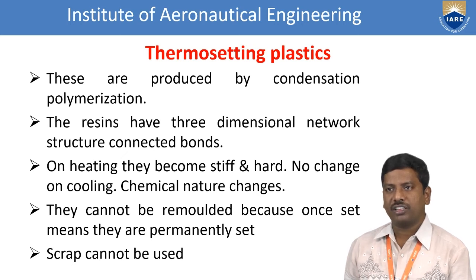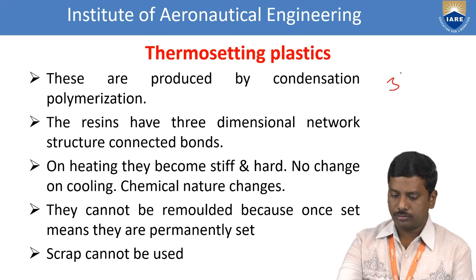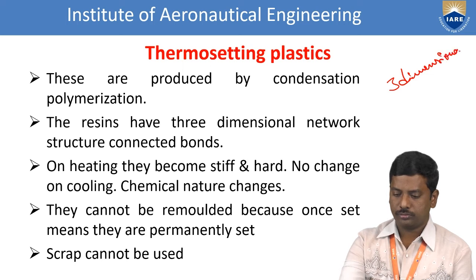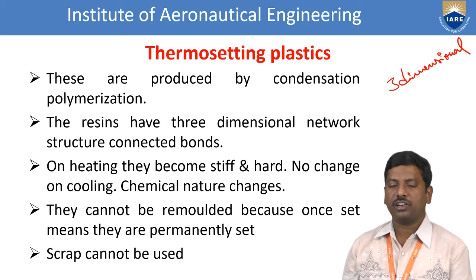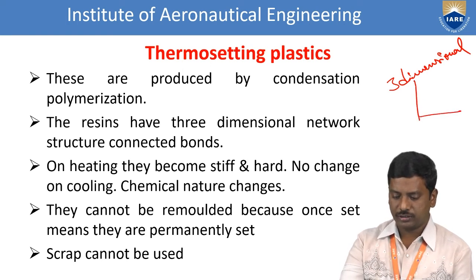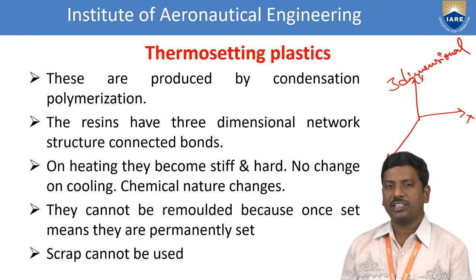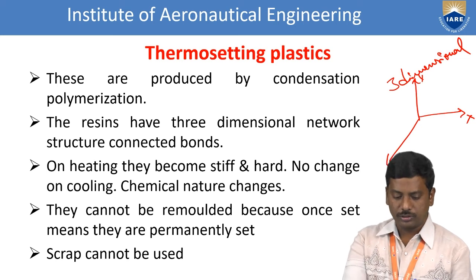The resins have a three-dimensional network structure of connected bonds. That means the resins have a three-dimensional cross-linked structure. We observe the x-axis, y-axis, and z-axis. So this is a three-dimensional network, and because of this three-dimensional network, the polymer gets high stability. On heating, they become stiff and hard. No change on cooling. So this is very, very important.